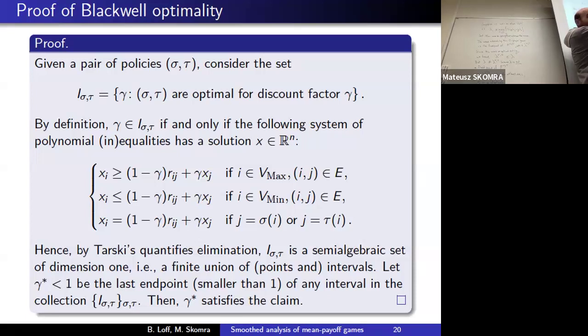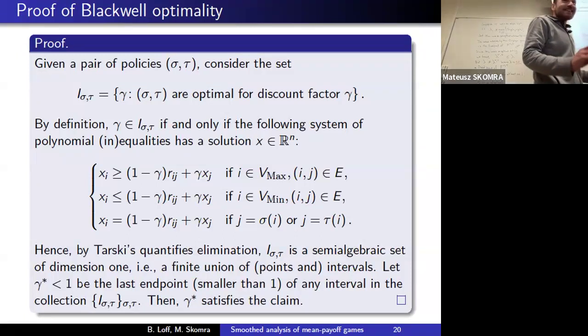But now if you want the equality to the max or to the min, I have to assume that at least one of these things is always satisfied as an equality, right? If I assume that the inequalities satisfied as equalities are precisely the edges used by sigma and tau, then that means that sigma and tau are optimal, because x here is a fixed point of the Shapley equations, and the maxima and minima are achieved by sigma and tau, and conversely. So the set of discount factors such that sigma and tau are optimal is exactly the set of discount factors such that this system has a solution. Do we agree with that?